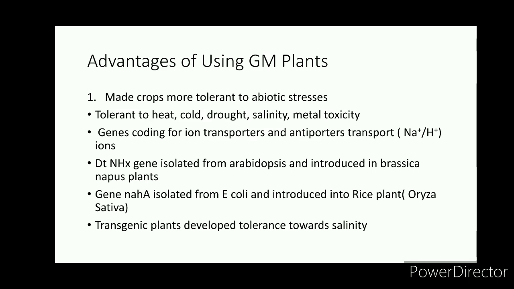And another example is the NAHA gene, which is isolated from E. coli. Even this gene is coding for antiporter ions, which helps in maintaining the osmoregulation. So the gene was isolated from E. coli and introduced into the rice plant, Oryza sativa, which is the scientific name for rice, and therefore the rice plants which are transformed or which contain the NAHA gene have developed tolerance to salinity, and therefore they can grow in the saline regions.